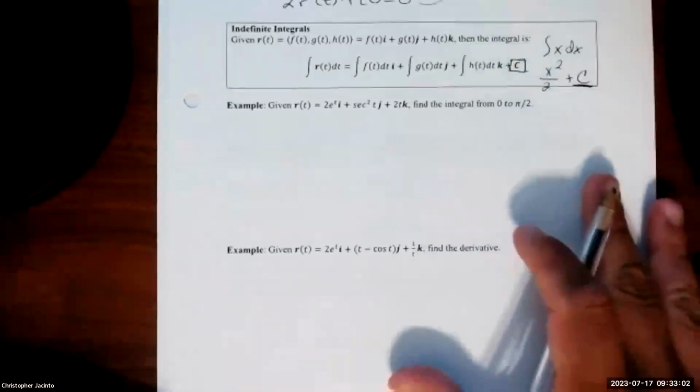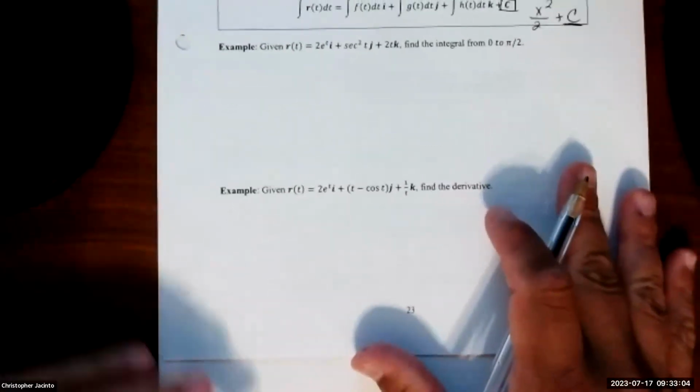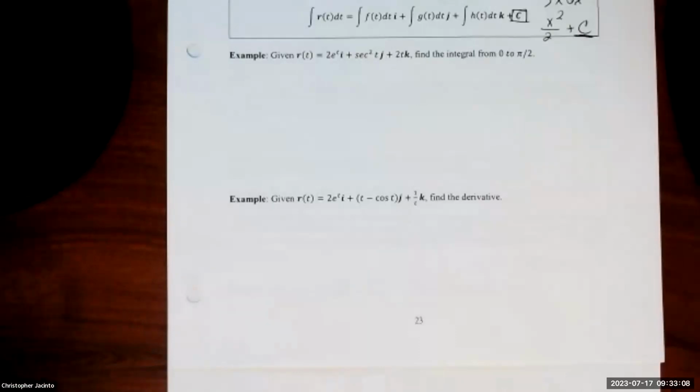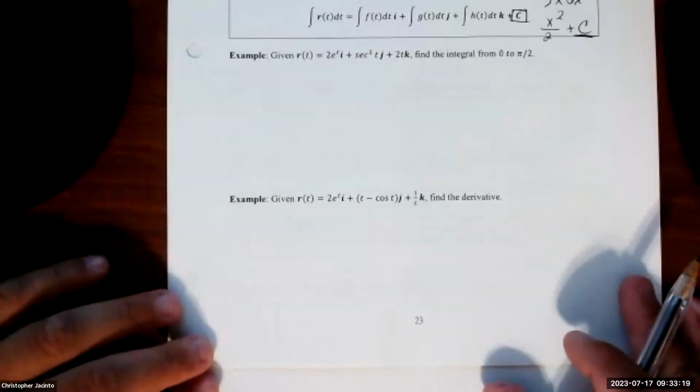So let's do some examples just on integration. A little review of integration. Given that r is equal to 2e to the t, secant squared t, and 2t, find the integral from 0 to pi over 2. We're just going to do the integral of each one individually. I'm just going to do it all at once to make it easier.